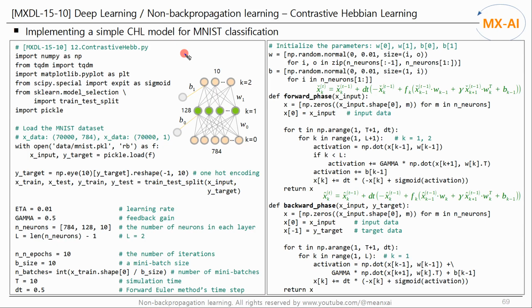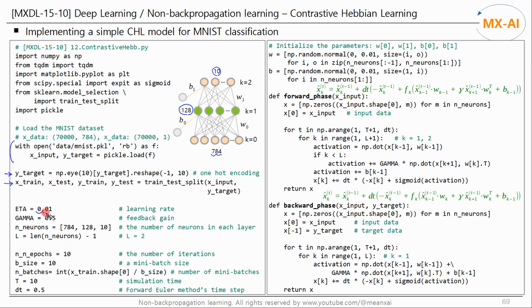Next, let's implement a simple CHL model for MNIST classification. Load the MNIST dataset, one-hot encode the target data, and generate training and test data. The structure of the network is as follows. The input layer has 784 neurons, and the output layer has 10 neurons. There's one hidden layer with 128 neurons.